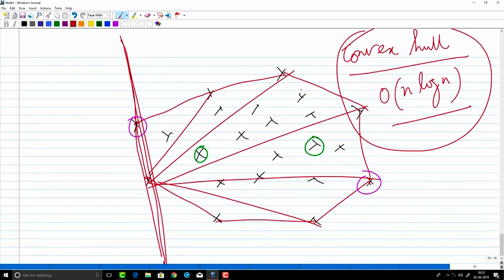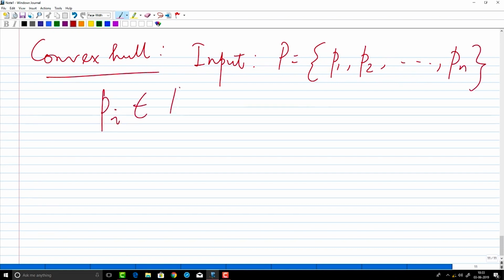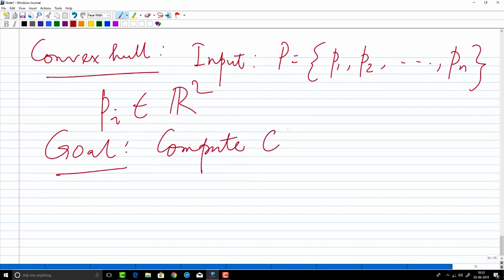So, we wrap this one off by looking at the definition of the convex hull problem. Our input would be again a set of points P, each point is in R2, and my goal is to compute the convex hull of P.